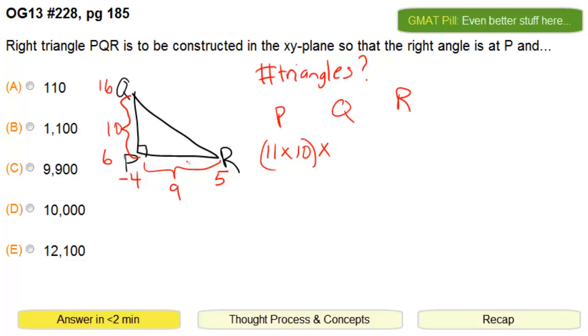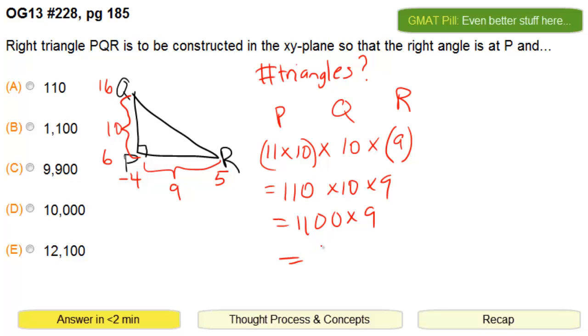That times with Q, well, Q you have to choose from the remaining 10 points. So originally we had 11, you choose 1, there's 10 left over. And then with R, there is originally 10 points, you choose 1, there's 9 remaining. So really this is the calculation you want: 110 times 10 times 9. So that's 1100 times 9, that gives you 9900. So in terms of answer choices, that's answer choice C, 9900.